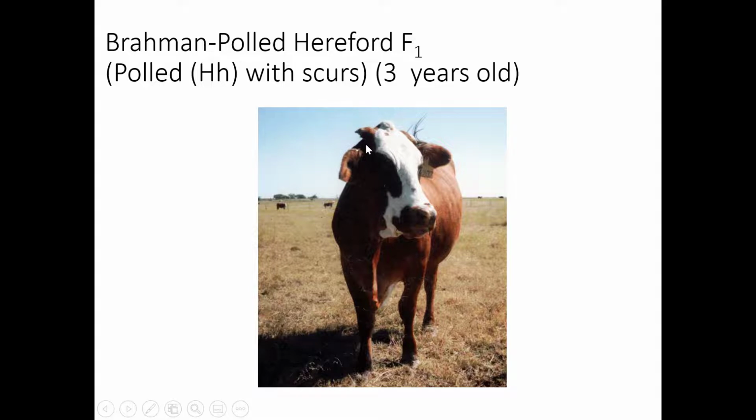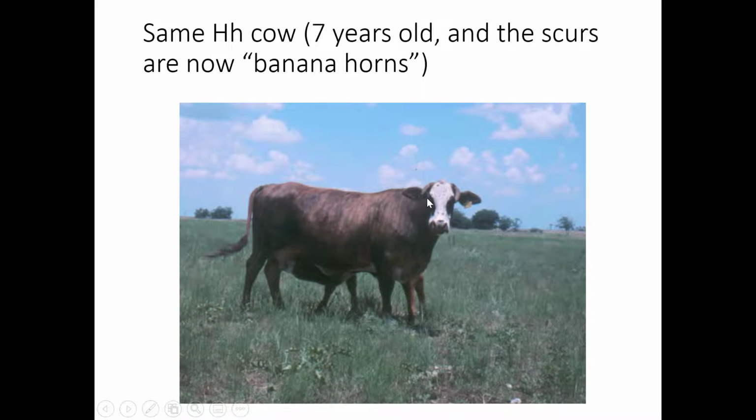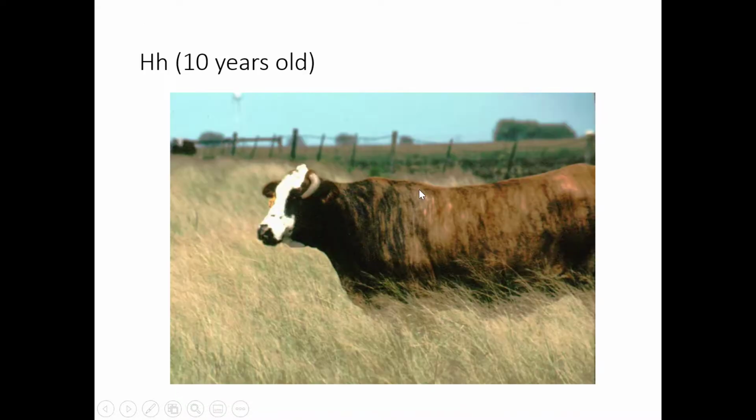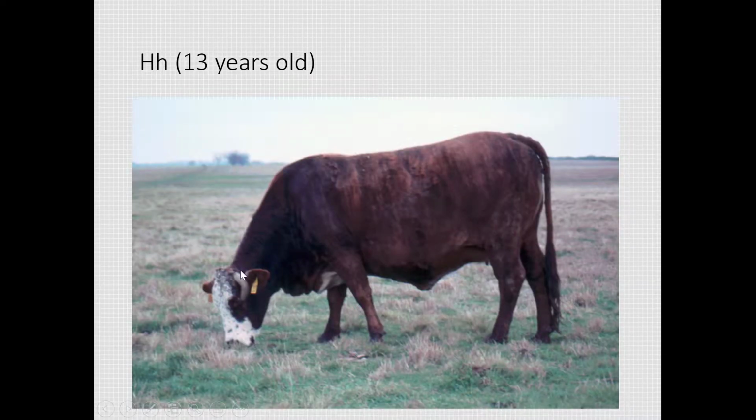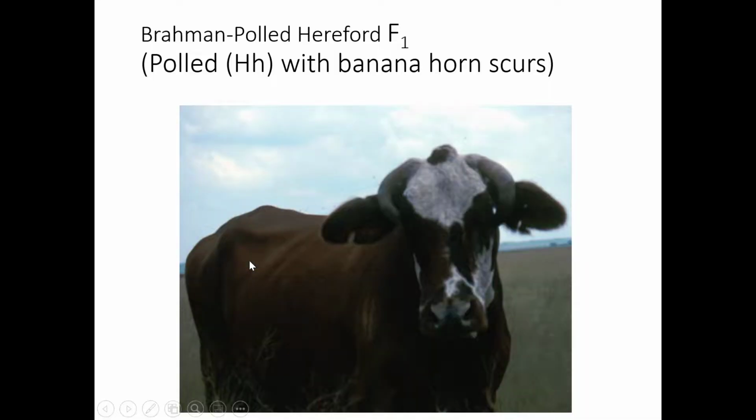And then we have a Brahman Polled Hereford cross. So here's her scurs. And then here's the same cow. So her scurs have gotten bigger, and they're now banana horns. So you won't be asked about banana horns in particular. They're just scurs, but they have this banana shape to them. So again, they're not attached to the skull like our horns are. And then again, here we have the same cow at 10 years old. So her horns look maybe a little bit bigger, or her scurs, excuse me. And then here's the same cow at 13 years old. And I believe here she is again.